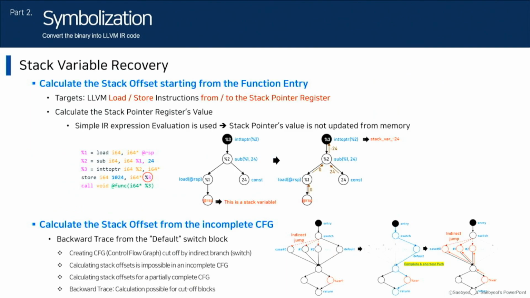Whenever there are load and store commands involving the stack pointer register, it is highly likely that stack variables exist based on the value of the stack pointer register. Finding stack variables can be challenging when a function has indirect branches whose target addresses remain unresolved. However, if there is a complete path from the function entry to the return point, we can identify these stack variables by moving backward from the return point.